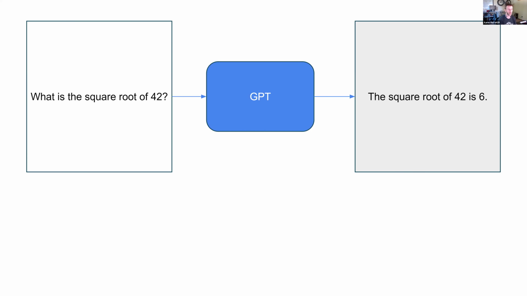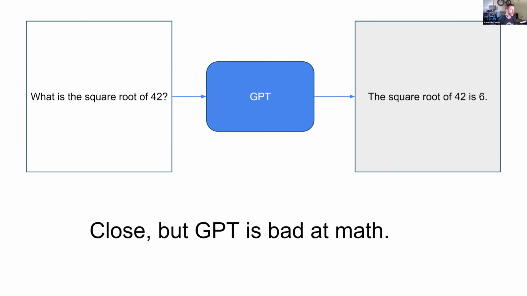They're also really bad at math. If you ask it the square root of 42, it'll tell you that it's 6, which anybody who can do basic math would say 6 times 6 is not 42. And so it's not terrible, but it's not great at doing math.